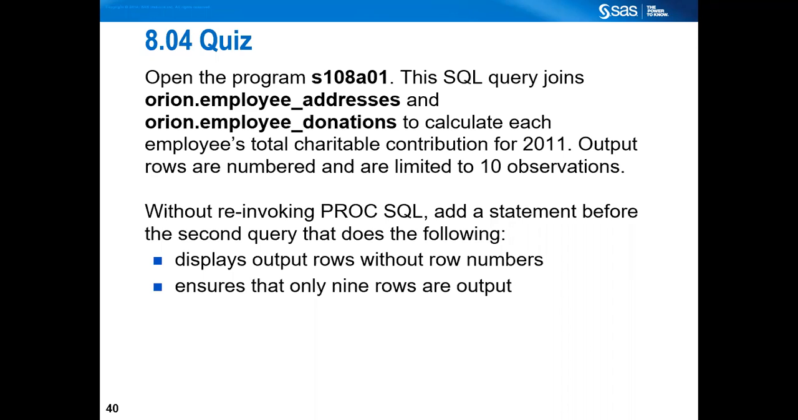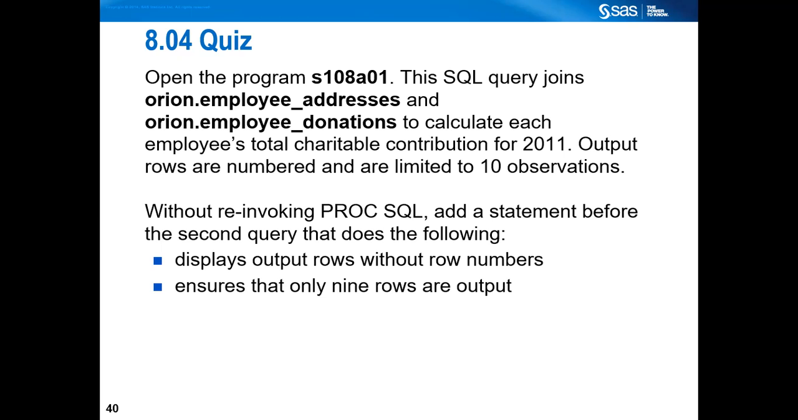Done. So it's a very simple thing. What is the code which you people have written? First, display the output without numbers. Then the second query, without re-invoking, the number should be only 9 rows. Yes, how do you do it, people?